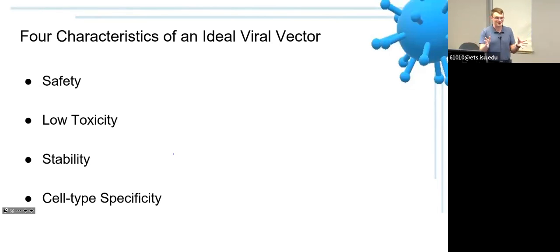And viruses have this marvelous ability of tropism. They target certain cell types and not other ones. So we can hijack that ability to make sure that our target gets only where it's supposed to go and not anywhere else. Of course, these are the ideals. We don't always end up following them.